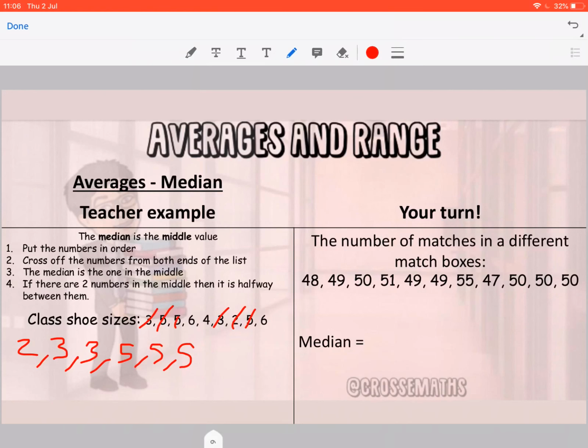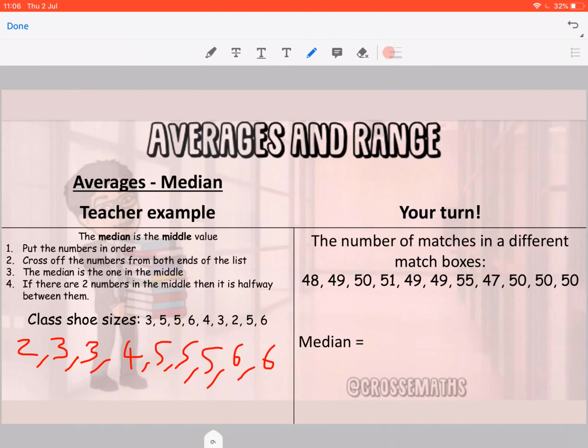Oh, I see I've missed one. It does happen. I've got a 4 after the 3. Then I've got a 5, a 5, and a 5. And then a 6 and a 6 on the end. Now, the median, I'm just going to get rid of that just so you can copy them down in a sec. The median is the middle number with these numbers.